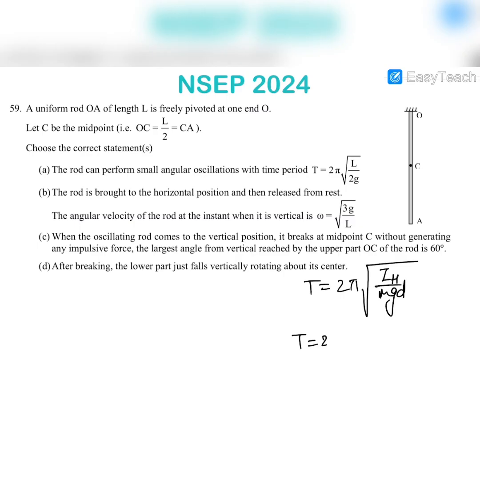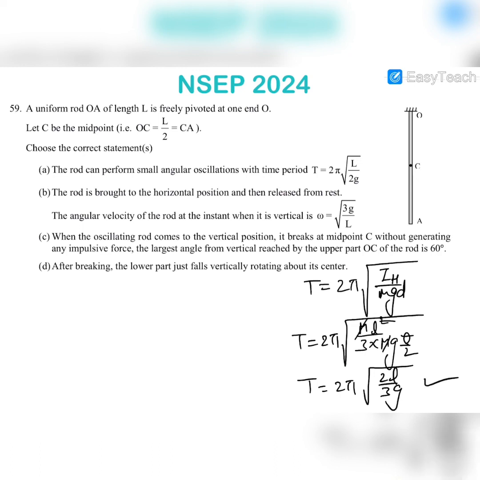So T will be equal to 2 pi under root I about hinge, which is mL square by 3, divided by mgd, where d is L by 2. Cancelling m with m, L with L, T will be equal to 2 pi under root 2L by 3g. So this is an incorrect option.